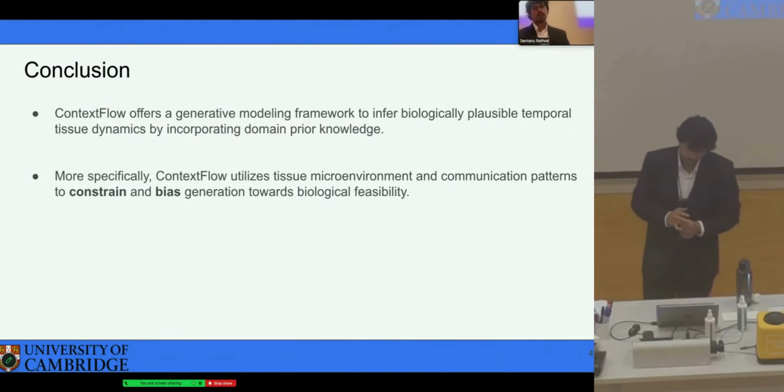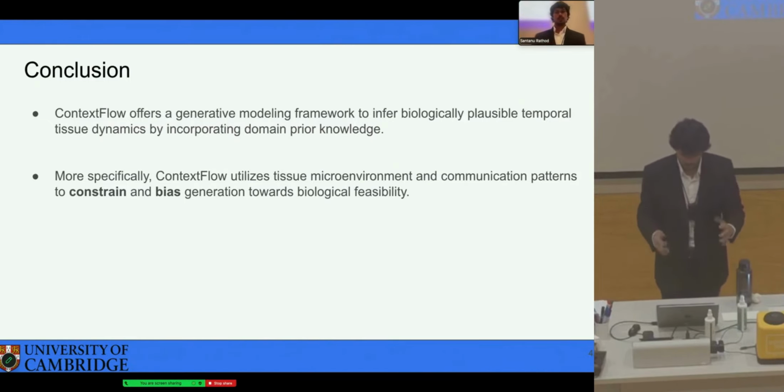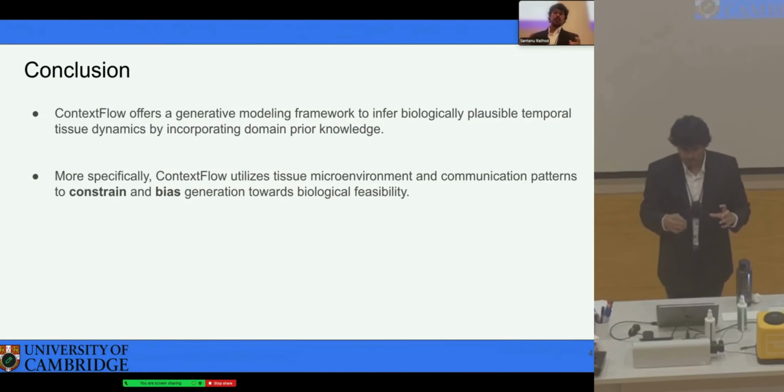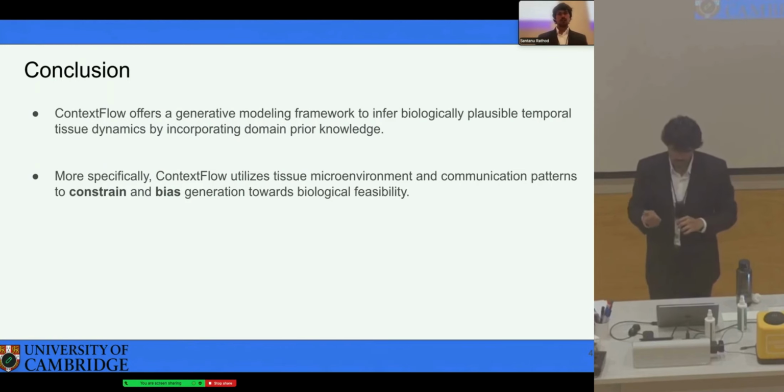So in conclusion, context flow offers a generative modeling framework to infer biologically plausible temporal tissue dynamics by incorporating prior domain knowledge. More specifically, we do so by utilizing tissue microenvironment and communication patterns to constrain generation towards biological feasibility.